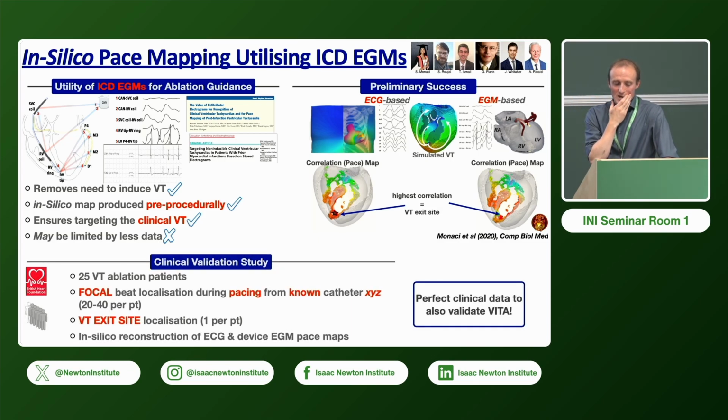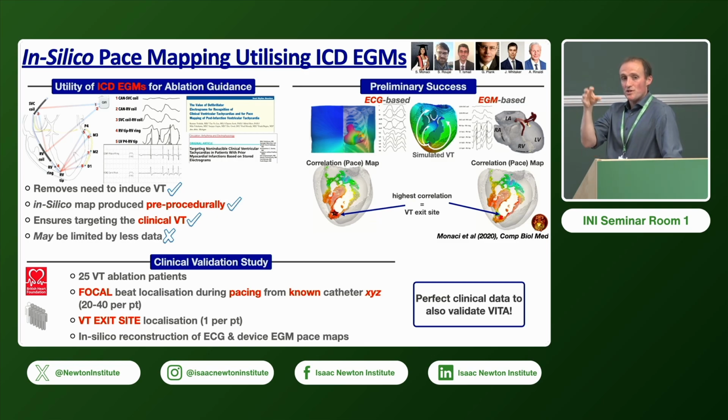So we are actually trying to validate this, and this is where the validation of Vita also comes in. We've been lucky enough to get some money from the British Heart Foundation to do a validation study on 25 VT ablation patients. Here we're not just trying to see if we can localize the VT exit site, because we only get one of these for each of our 25 patients.